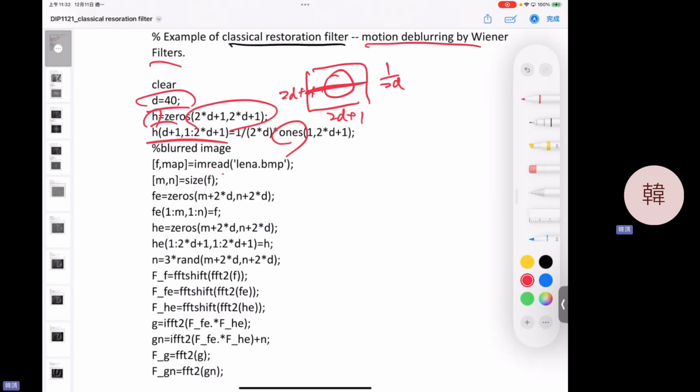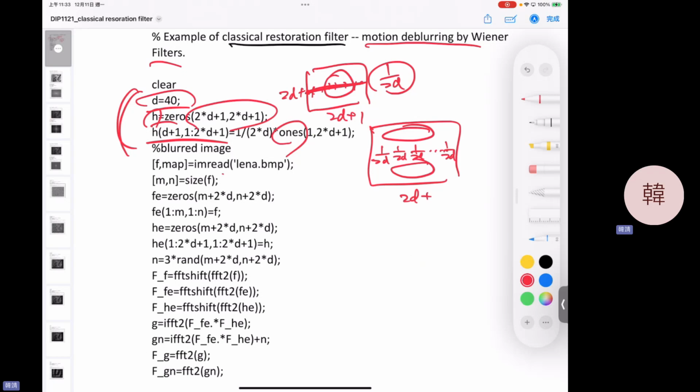Not 1, 1, 1, 1. It's a constant value, so the sum adds up to 1, right? It's very easy to define our horizontal motion blur function. So it's like this: 1 over 2D, 1 over 2D in the center, 1 over 2D, 1 over 2D, and 0 everywhere else, because the size is 2D plus 1 by 2D plus 1. Is it okay? I just give you a motion blur function.